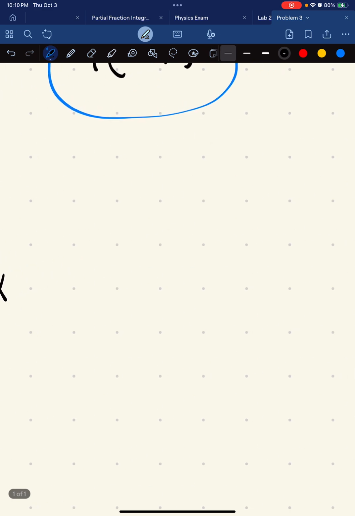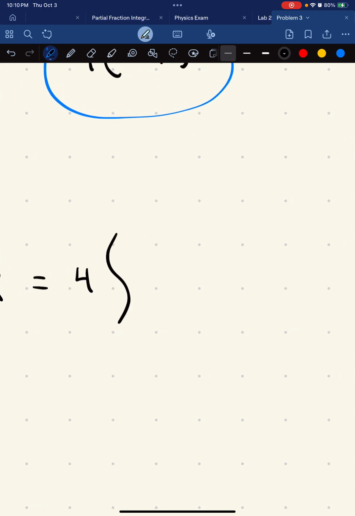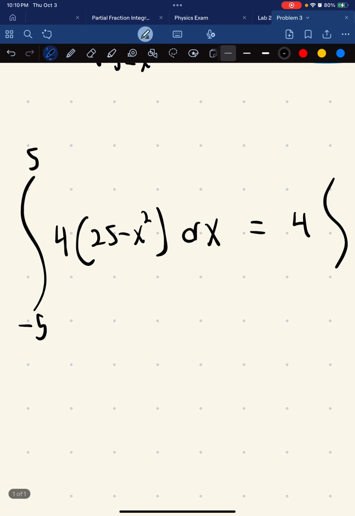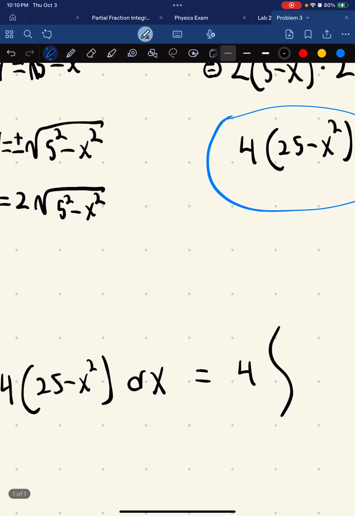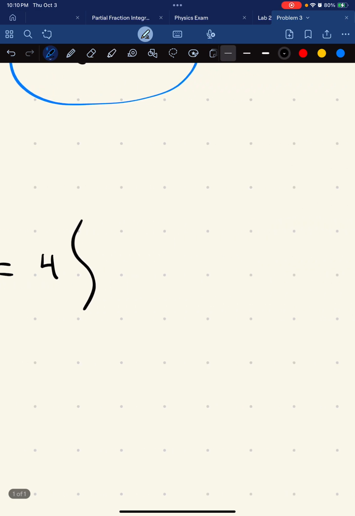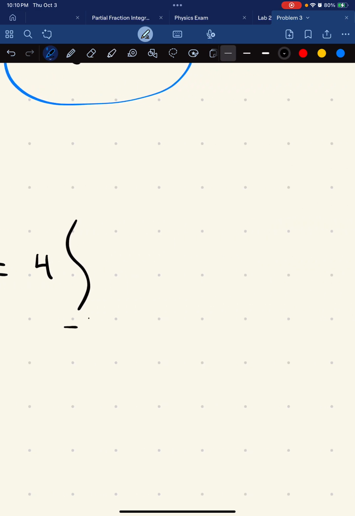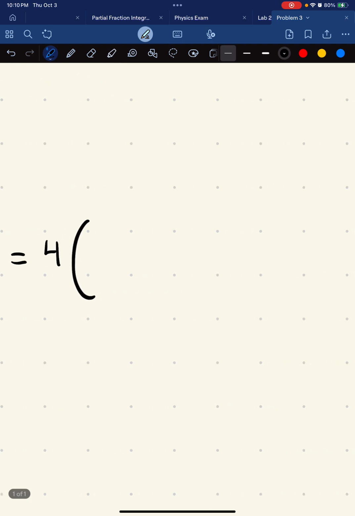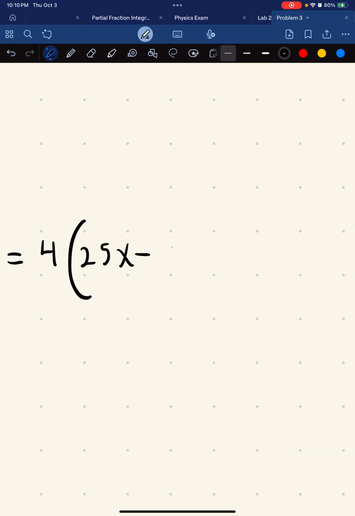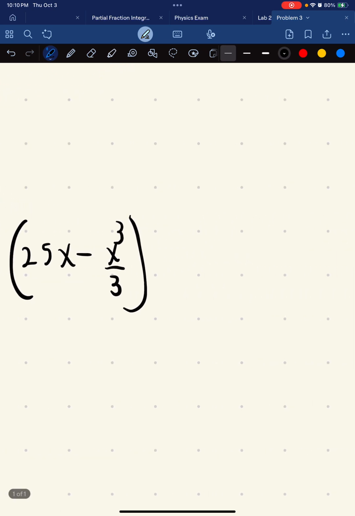And so first, since 4 is a constant multiple, I'm going to take it to the other side of our integral. This is why I left the area of our slice in this form, just to make it easier for ourselves. So now it's from -5 to 5, 25 minus x squared dx. And now we can integrate, since it's a pretty straightforward integral. So it's going to be 4 times 25x minus x cubed over 3. And here we're just using power rule, so nothing fancy.